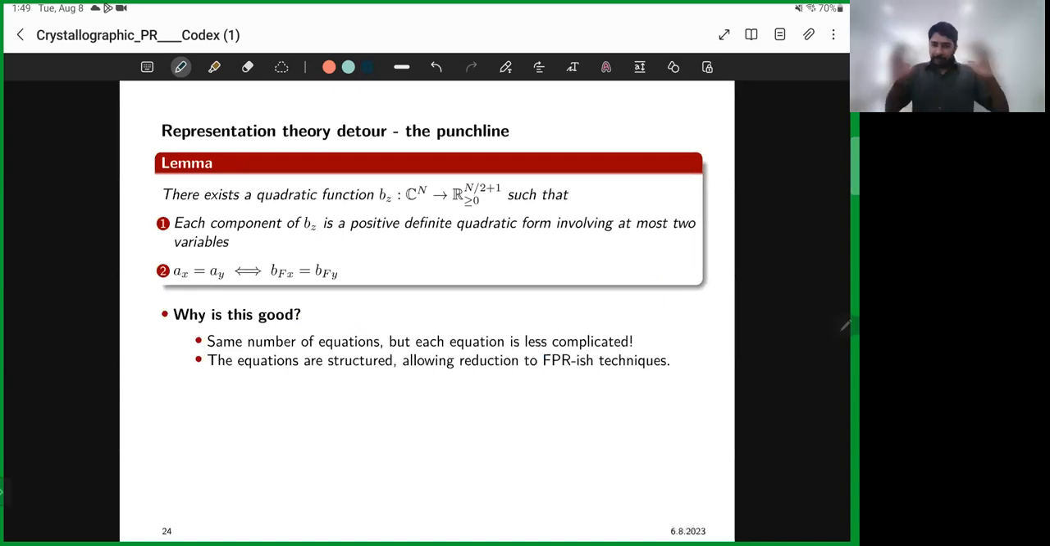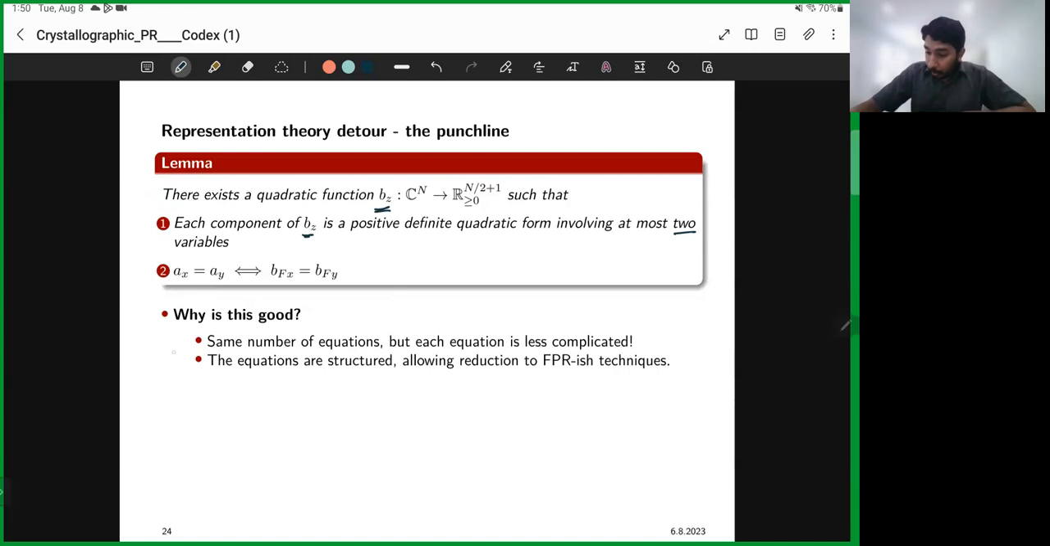So what's the punchline, right? Why did we do all this? Well, the punchline is that there exists a quadratic function B(z) such that each component of B is a positive definite quadratic form that involves at most 2 variables, and the autocorrelation of 2 vectors being the same thing is equivalent to the B function being the same thing after taking the Fourier transform of the vectors, right?